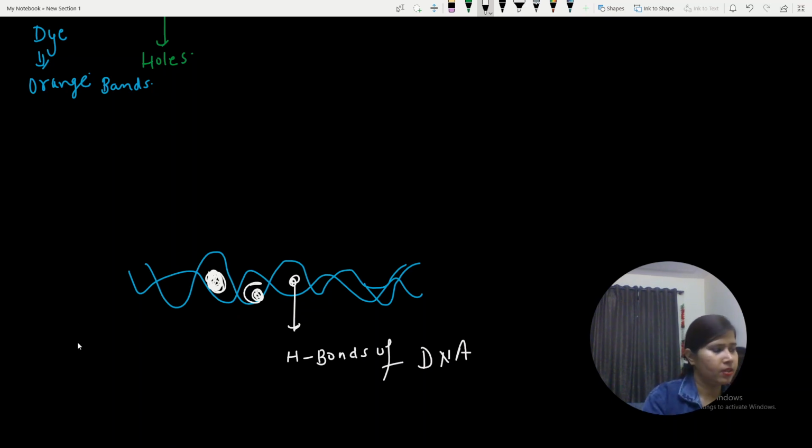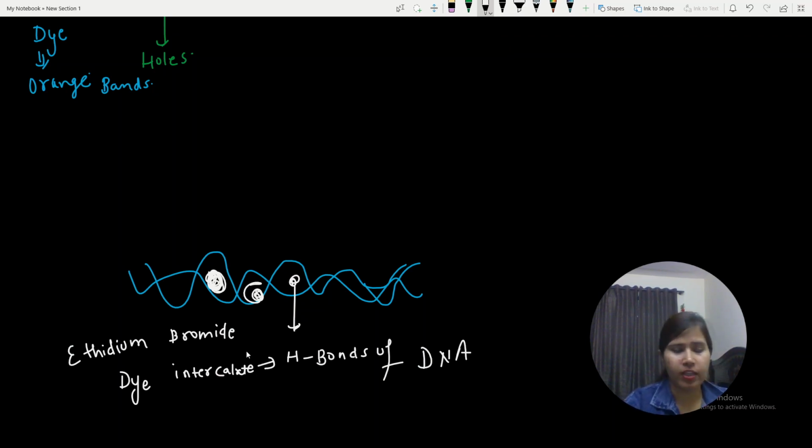DNA, ethidium bromide. Ethidium bromide dye intercalates at the hydrogen bonds of DNA, which will give them an orange color.